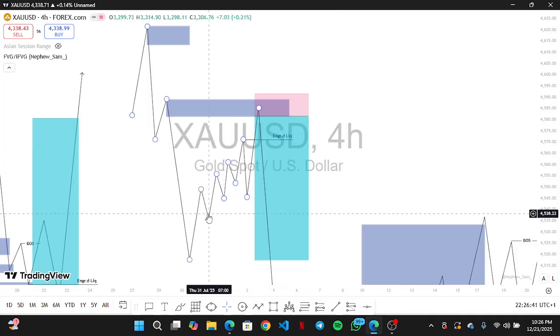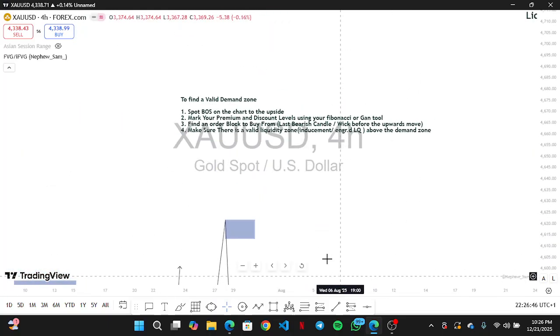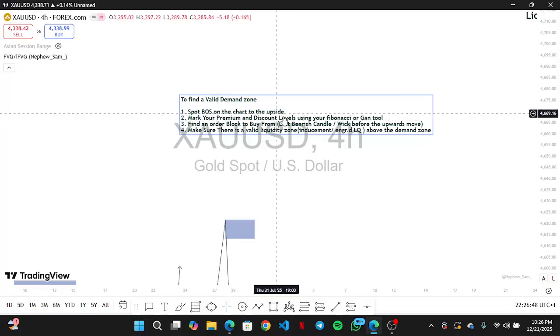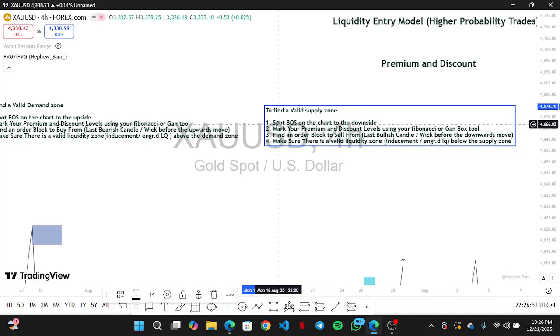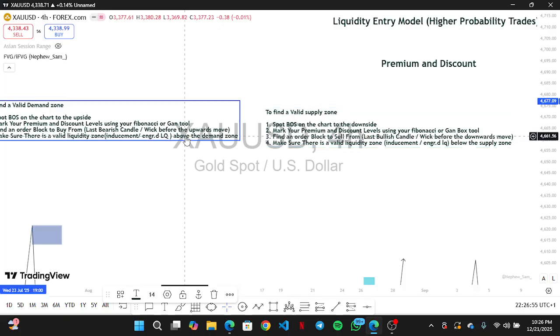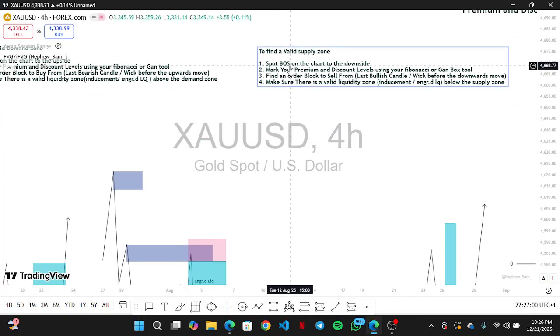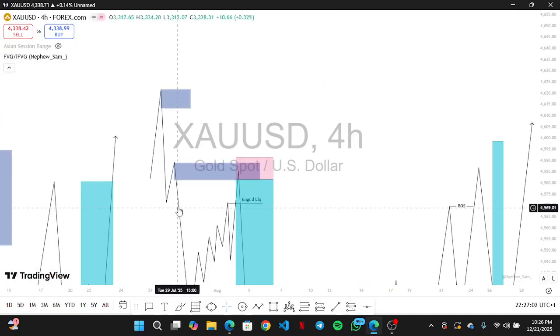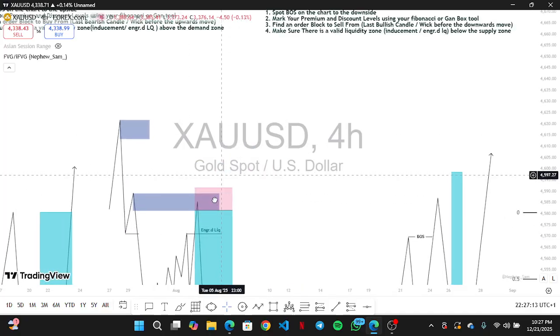So this is the basic model. Engineered liquidity, market is coming back to a supply zone. As I told you guys, the steps: get back to the steps, screenshot this, spot your BOS on the chart to the upside. Okay, this is for demand zone. Let's get the supply zone here, to find a valid supply zone to sell from. First things first, spot a BOS on the chart, which is what we did here. You guys can watch this back as many times as you need, and get back to me with feedback in the comment section. I'm dropping the video on YouTube, so it will be there.